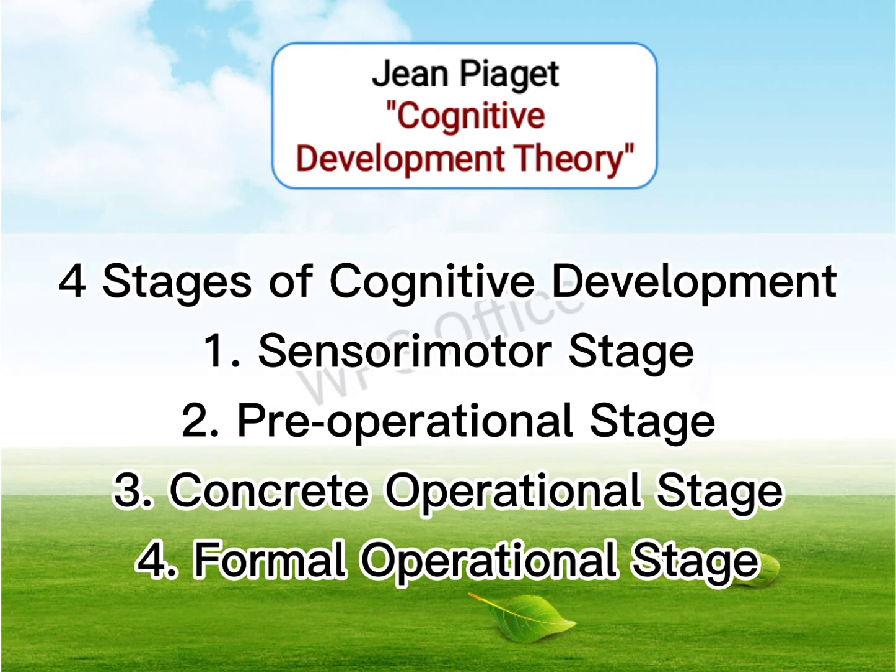Theorist Jean Piaget proposed one of the most influential theories of cognitive development. Piaget proposed a theory of cognitive development to account for the steps and sequence of children's intellectual development. These are the sensory motor stage, pre-operational stage, concrete operational stage, and formal operational stage.